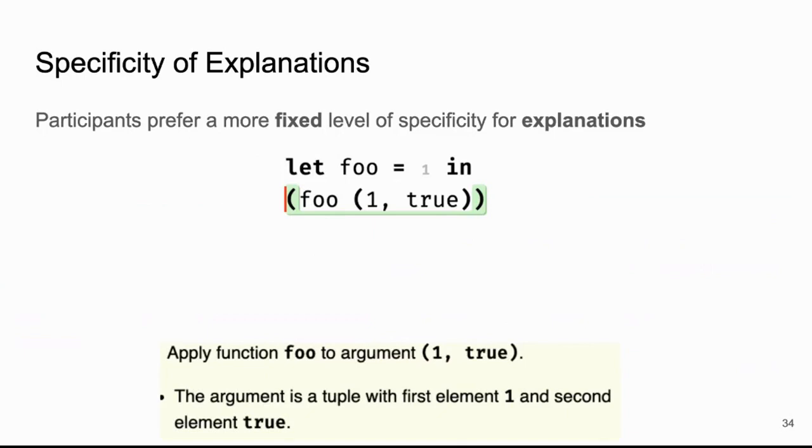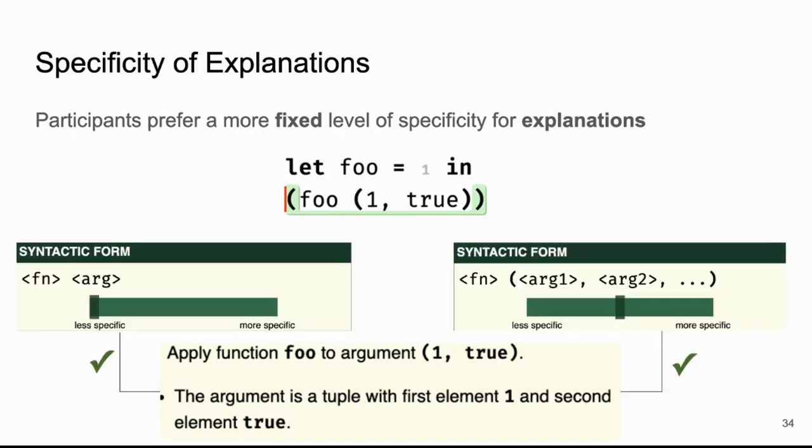So for some of the results, we found that some of the participants preferred a more fixed level of specificity for explanations. So for instance, if we showed them this small code snippet, which is a function application to a tuple argument, and an explanation such as this, which says apply function foo to argument 1, true, the argument is a tuple with first element 1 and second element true, we can see that this is an explanation that delves into some of the subparts of the syntactic structure. You can see that on the left side, we have a syntactic form that's just the most general version of a function application. And on the right side, we have a syntactic form that's specifically for a function application to an argument of the tuple form. And we can see that participants ranked this explanation highly for both. So they liked the extra detail of information regardless of where the level of specificity slider was, so that it was closer to the actual code snippet.